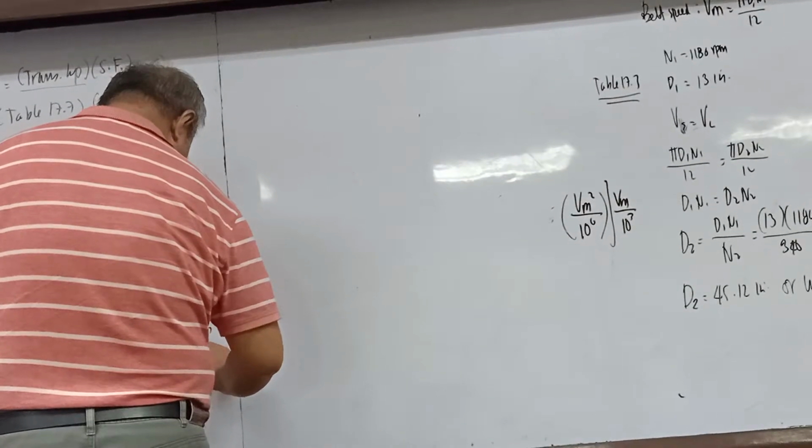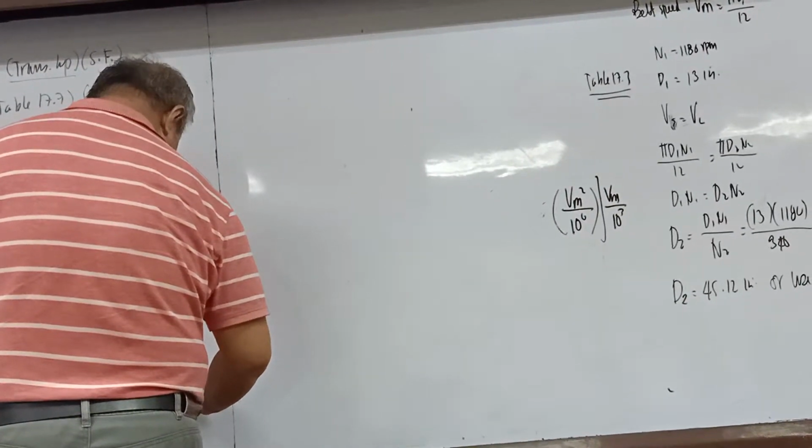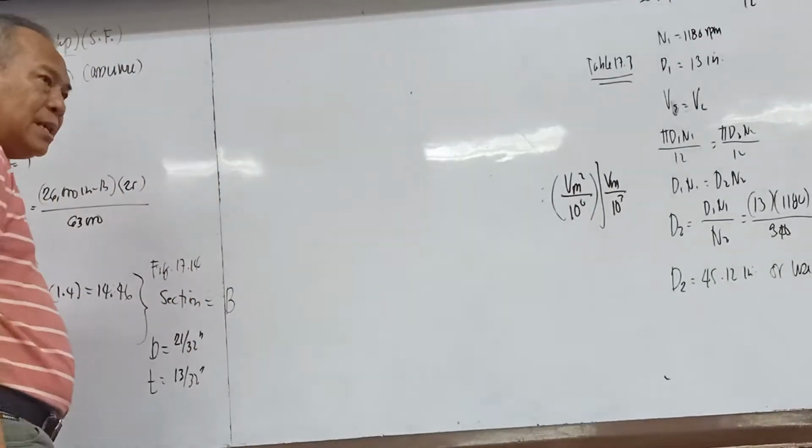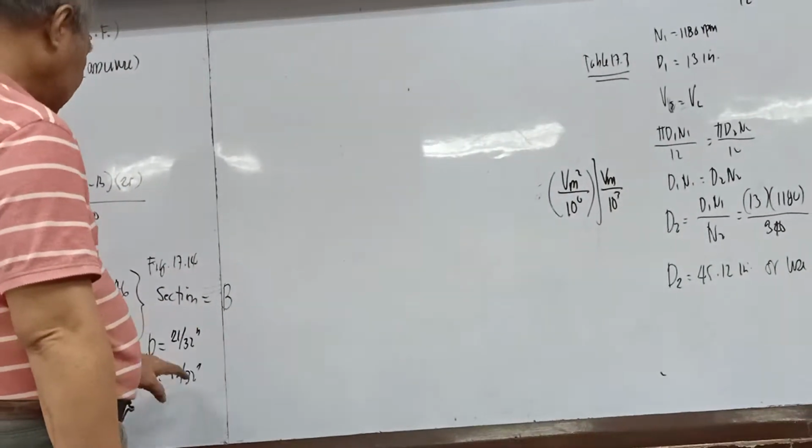21 over 32. The thickness is 13 over 32. Okay, maliit lang yan. Alright, now. So, B section is that one.